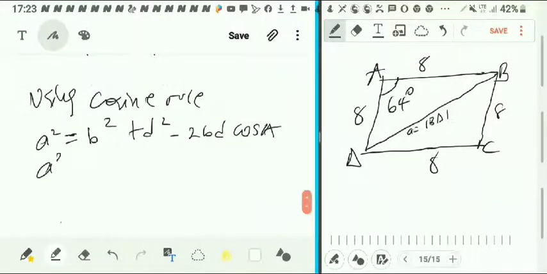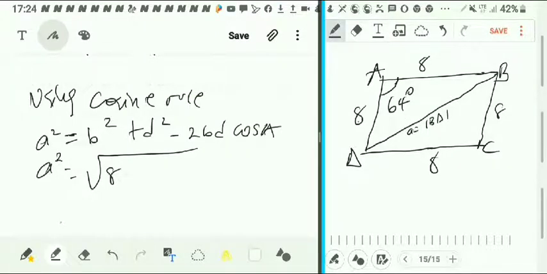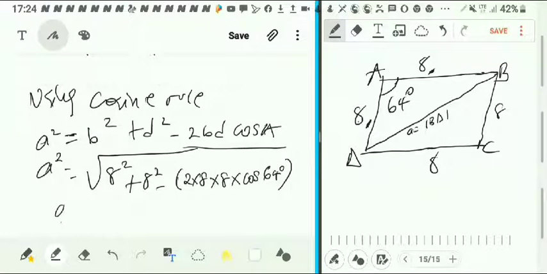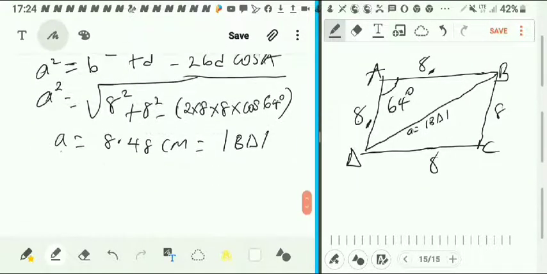So a is equal to the square root of what? This is your b, this is your c. So 8 square plus 8 square minus 2 times 8 times 8 times cos 64 degree. Okay, so a equals what? 8.48 centimeter, which is the same as our BD. Okay, so we've gotten this already.